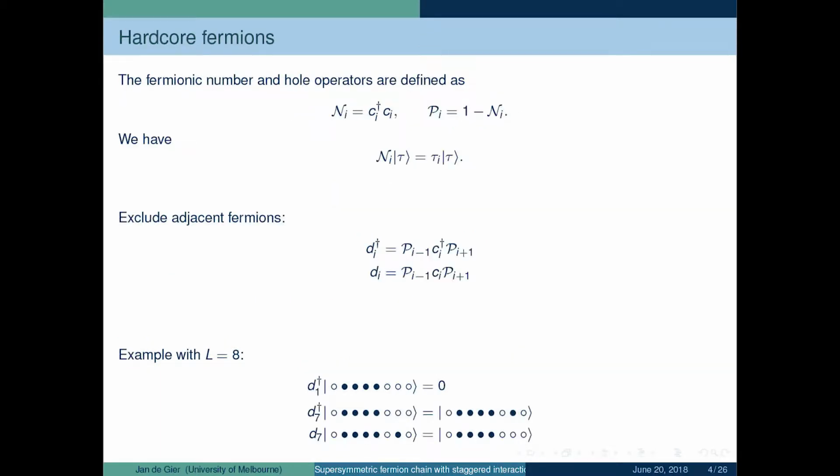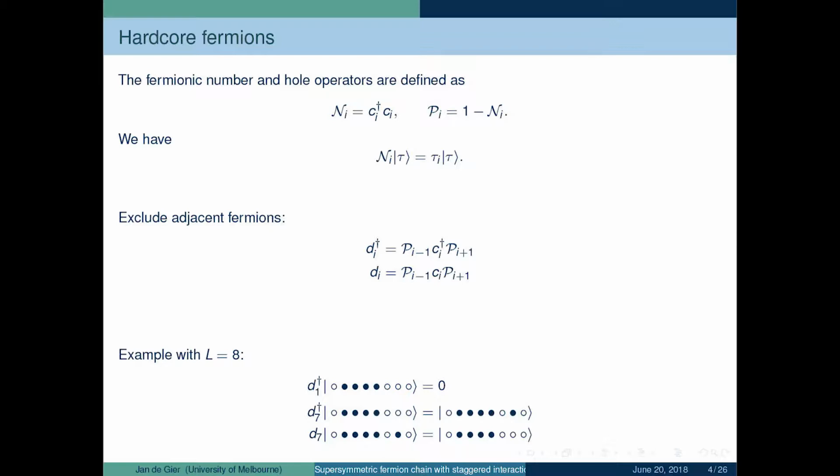fermionic creation operator C, but we project out any nearest neighbor fermion. So we put a hole projector on both sides of the fermion. Right? So you can create a fermion only if the two nearest neighbors are empty. And likewise, we have an annihilation operator.